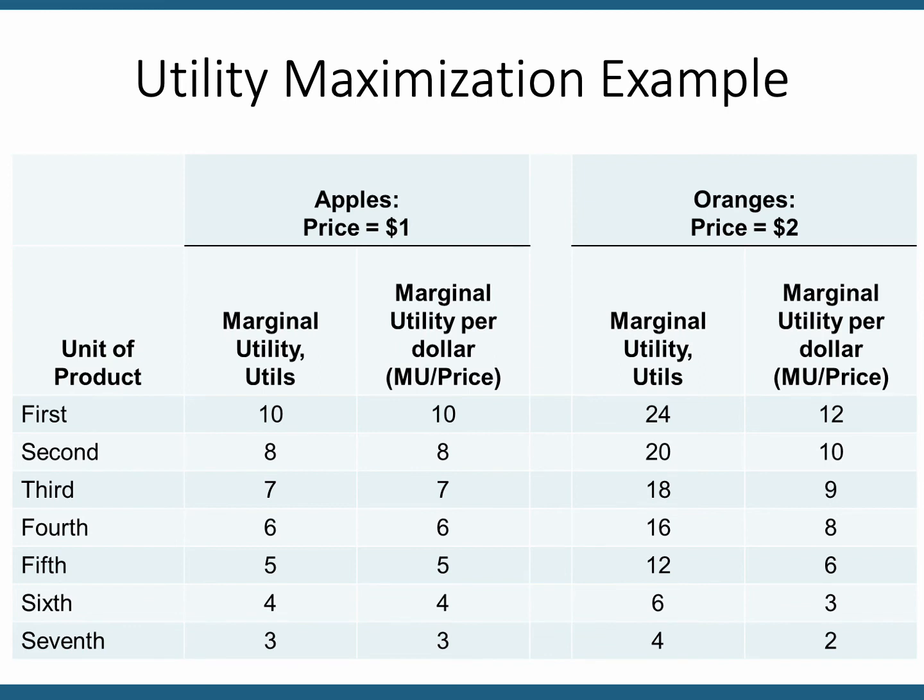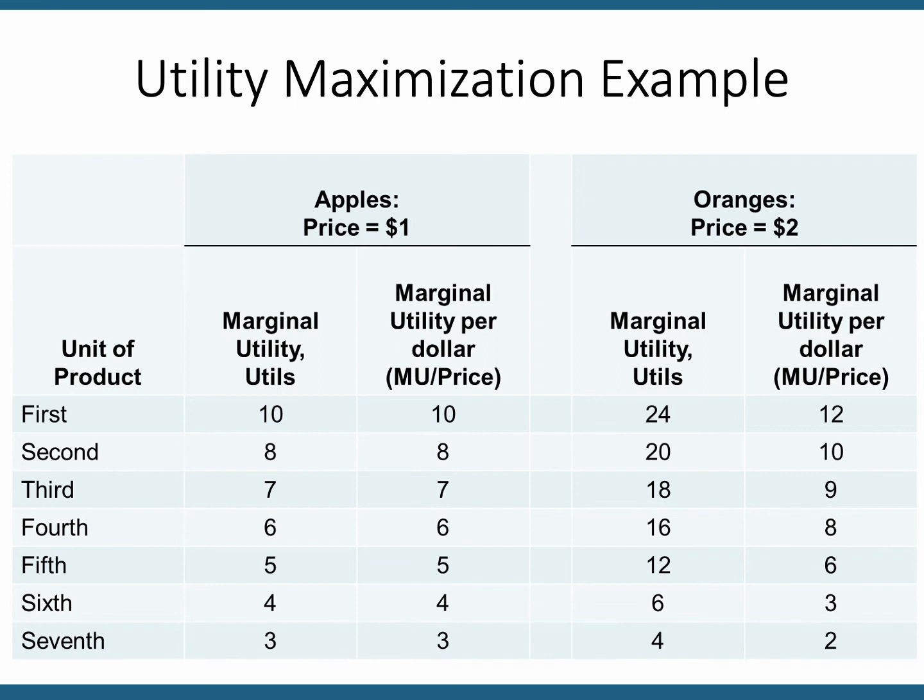So again, we've assumed that this buyer knows the marginal utilities of each of the units of these products that he or she might consume, and it's represented in this table. So just look at, there's 2 products, apples and oranges. The prices are different. The first column under apples, you can see if this person consumes 1 apple, they gain 10 utils of satisfaction, or utility. If they consume the second apple, they have 8 utils. The third gives them 7 utils.